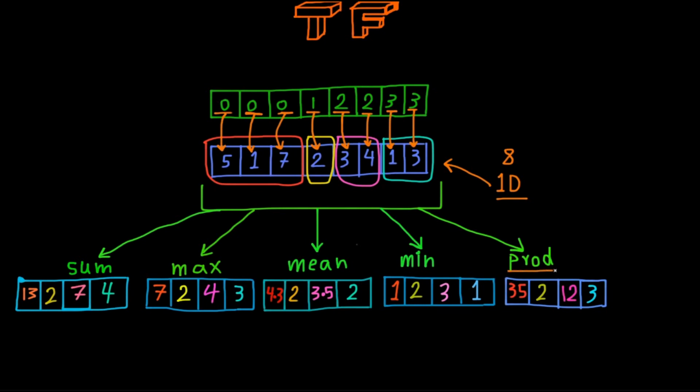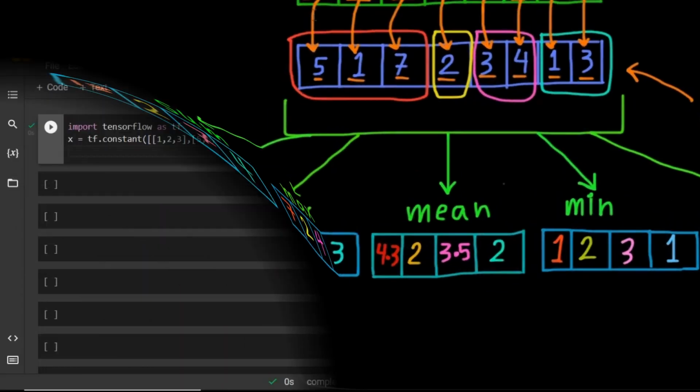Lastly, we can take the products along the segments of our tensor. So the first group, 5 times 1 times 7, the result equals 35. The second group is 2 itself. The third group is 3 times 4, and the result equals 12. The last group, 1 times 3, and the result equals 3.